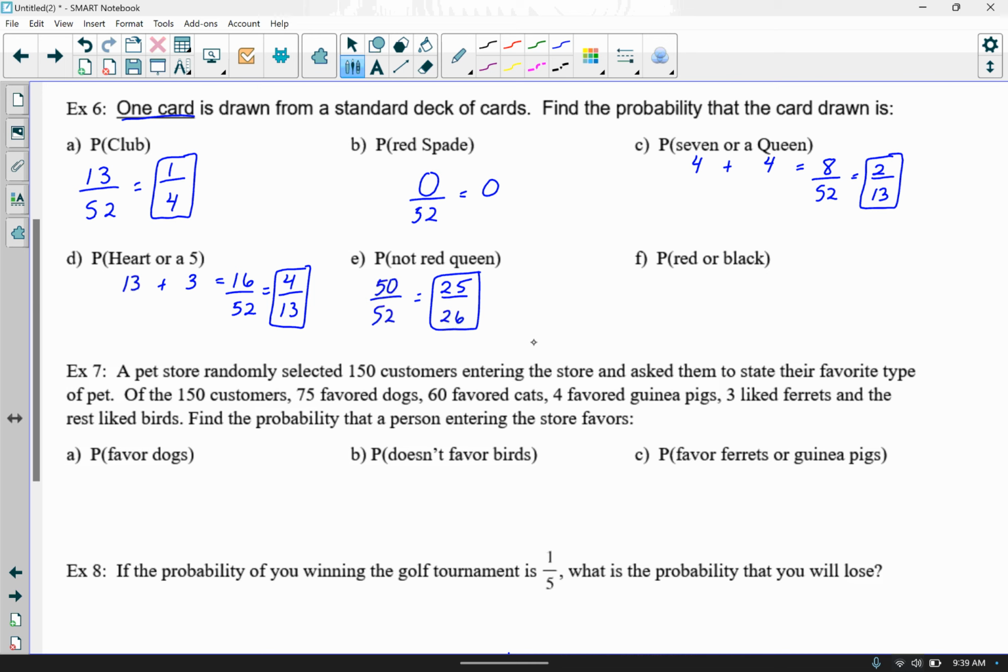All right, and letter F, probability that we get a red card or a black card. Okay, so think about it. You're drawing one card. Whenever you draw from your deck, it could either be red or black, right? So you've got 26 reds and 26 blacks for a total of 52 out of 52. Any number divided by itself is 1. That's an event that has to happen. When you're drawing one card from a deck of cards, it's either going to be red or black, right?